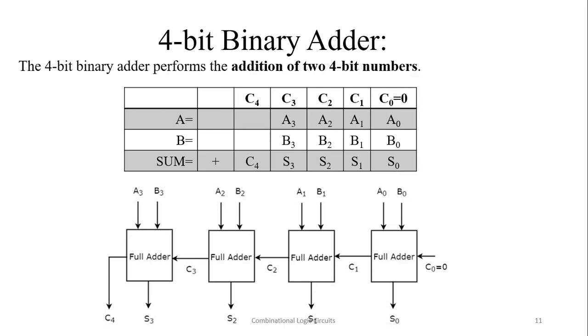To develop an 8-bit binary adder, add 4 more adder stages over here and connect this C4 to the carry in of the next full adder. In this way a parallel adder is implemented.